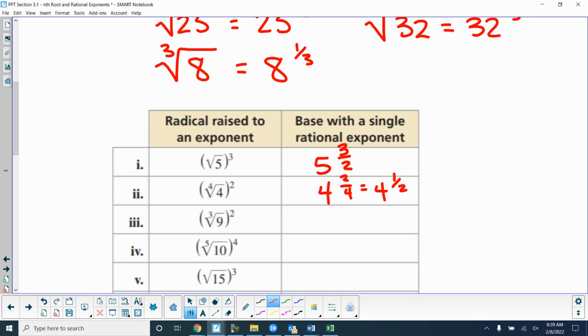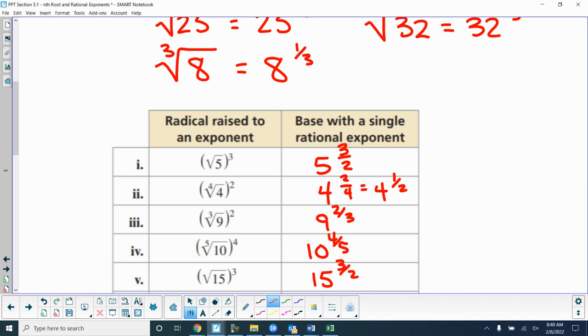So what's the next one? Landry, 9 to what power? Where's the 3 go? And where's the 2 go? Okay. Yeah, what's that fraction? 2 over 3, good. Mason, base is 10. What's the fraction for its exponent? 4/5. Right, 4 over 5. Caitlin, the base is 15. What's our rational exponent, our fraction? Good. You guys get any idea?